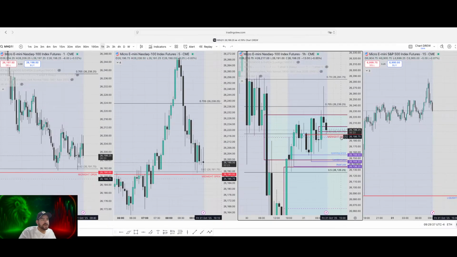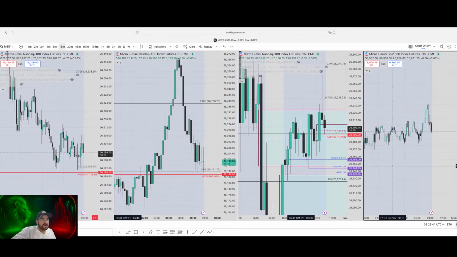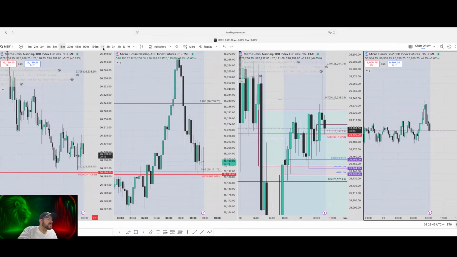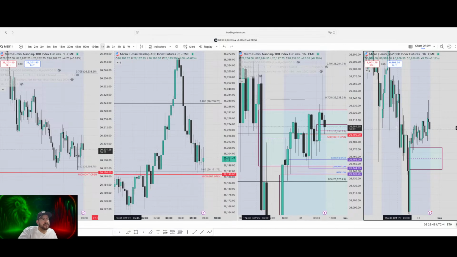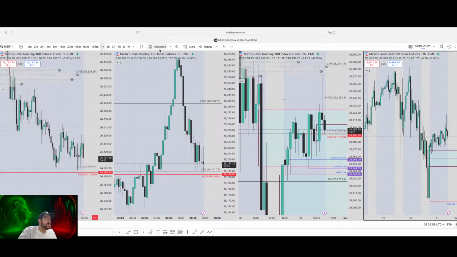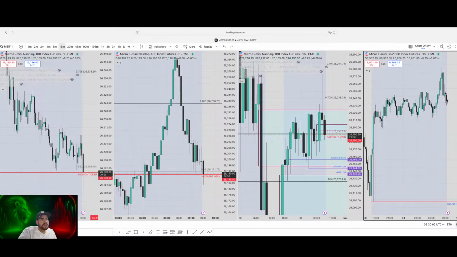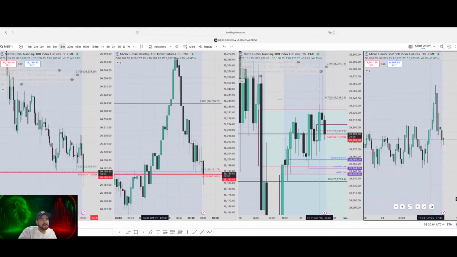Hitting this 1 hour though, so I'd like for it to go down below that 1 hour. Let us know we're super bearish. Still chilling, man. There's not much to see. Okay, market's opening now. We'll see how it wants to act.